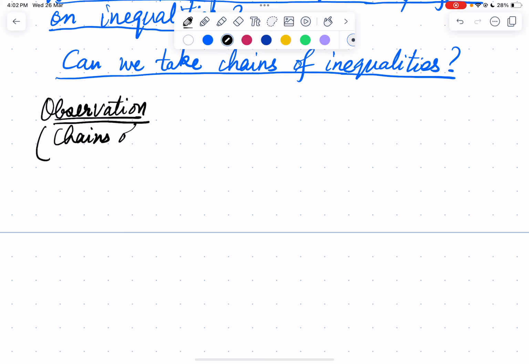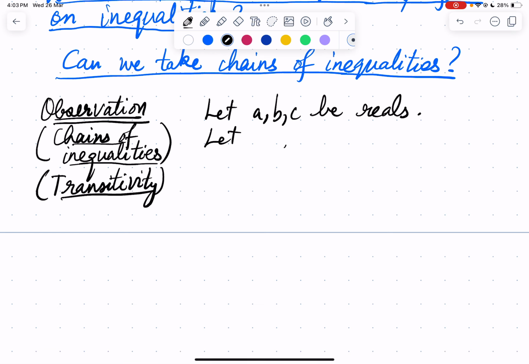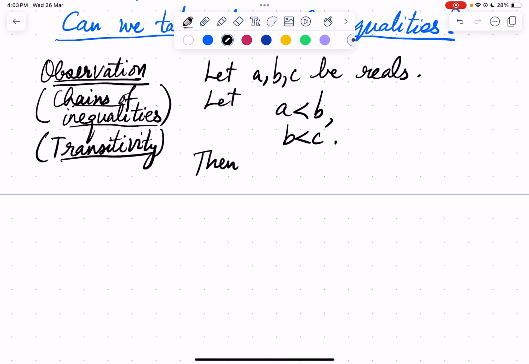We can call it chains of inequalities, or we can also call it transitivity. So here's the property. We can take chains of inequalities. Let A, B, C be reals. Let A be less than B and B be less than C. Then we know that A is less than C.